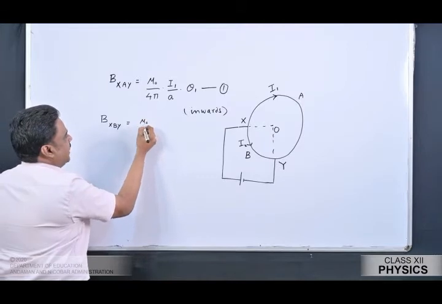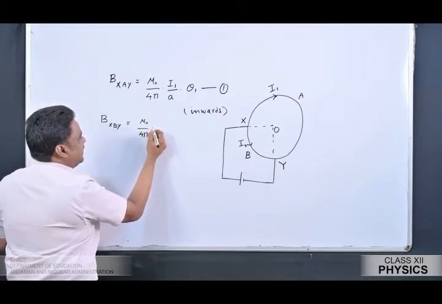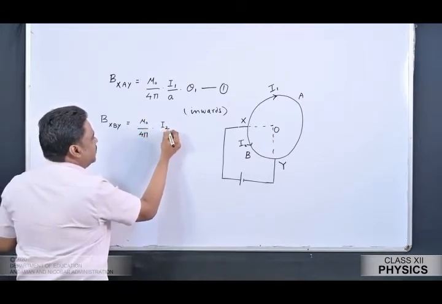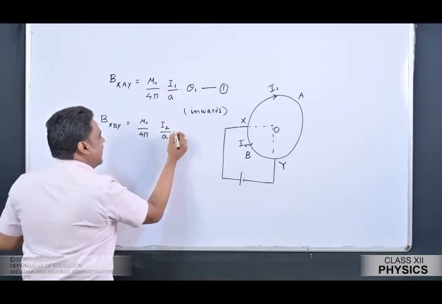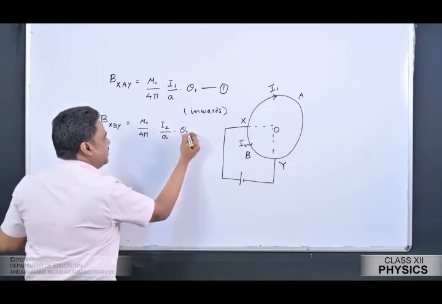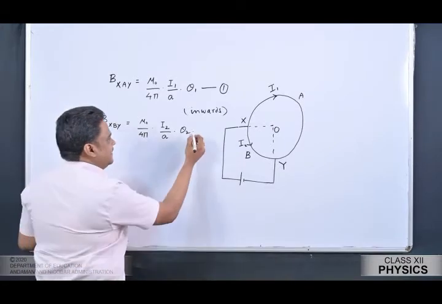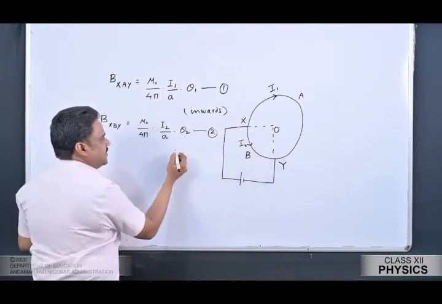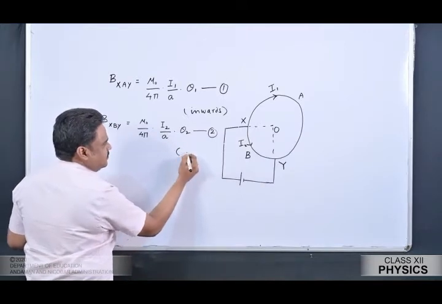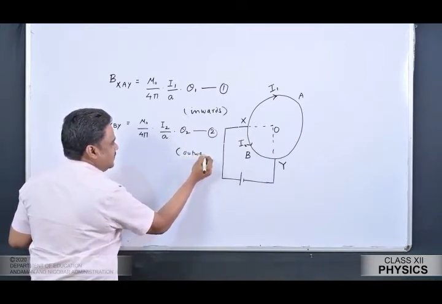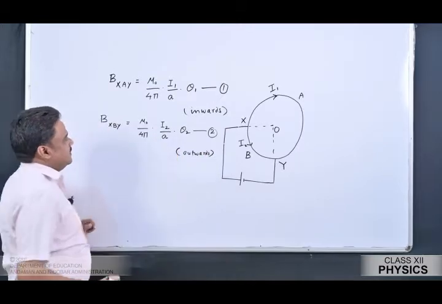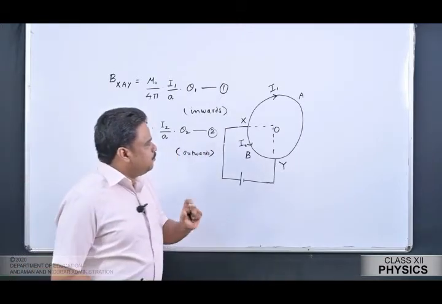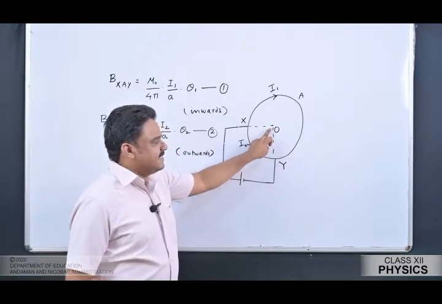Similarly, the contribution of the other part, XBY, is mu naught by 4 pi, the current flowing through this part is I2, the radius is A only, and it subtends an angle theta 2. Mark it as equation number 2. Once again, by using the rule, it acts outwards.